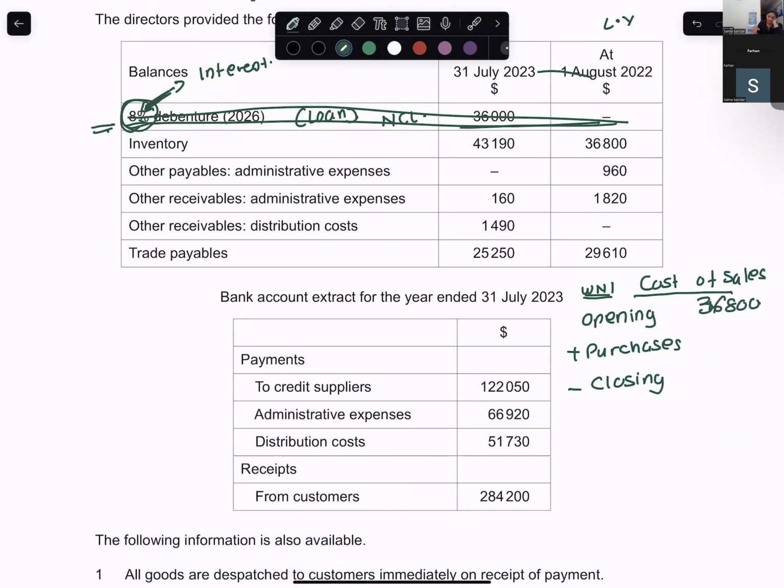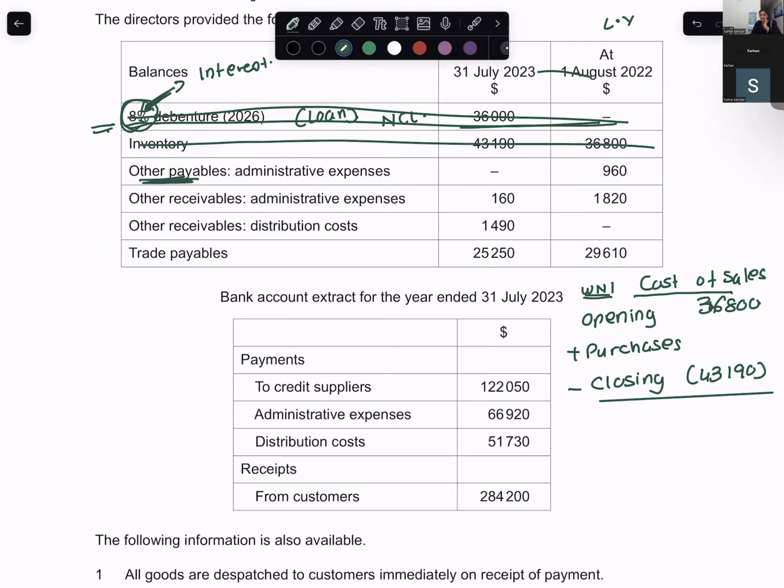Purchases right now I don't know, but I know my closing inventory, which is 43,190. Okay, so I'm done with this part also. Now, other payments. What is other payable payments?